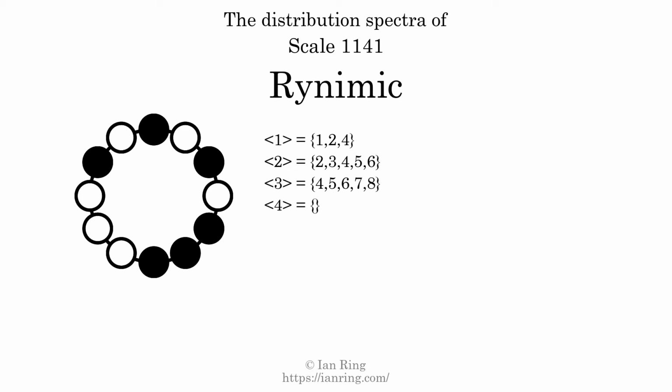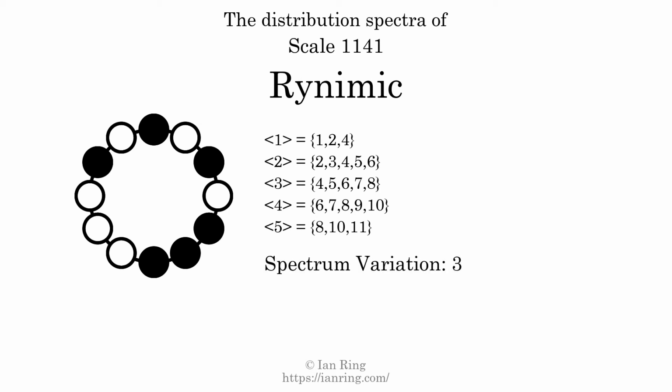The generic interval of 4 scale steps comes in 5 different specific interval sizes. 6 semitones, 7 semitones, 8 semitones, 9 semitones, and 10 semitones. The spectrum width of this generic interval is 4. And finally, the generic interval of 5 scale steps comes in 3 different specific interval sizes. 8 semitones, 10 semitones, and 11 semitones. The spectrum width of this generic interval is 3. The spectrum variation is the sum of all the widths, divided by the number of tones.